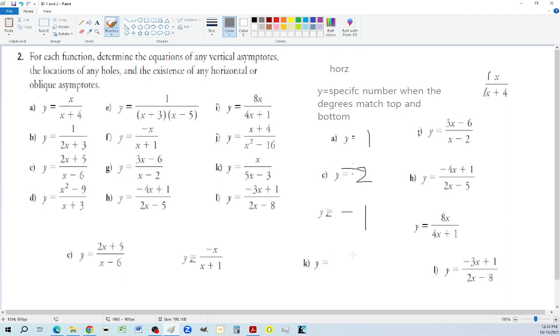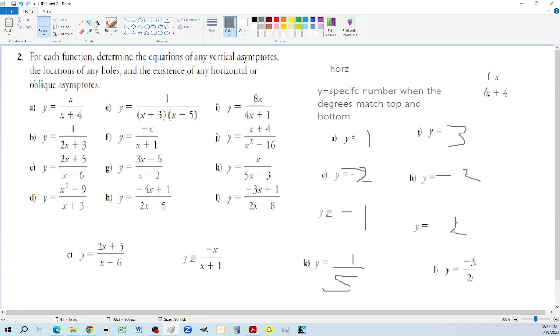I'm not going to go into the verticals. The verticals are very easy to figure out. This one has a 3 over a 1. So the horizontal asymptote is 3. This one has a minus 4 over a 2, so the horizontal asymptote is minus 2. This one has an 8 over 4, so the horizontal asymptote is 2. And this last one has a negative 3 over 2, so the horizontal asymptote will be negative 3 over 2. And that's how you figure out the horizontal asymptotes.